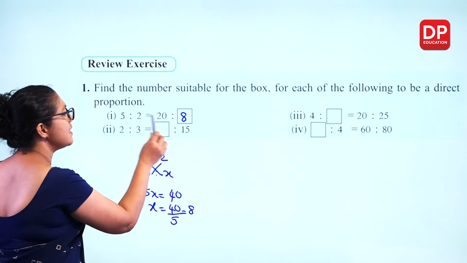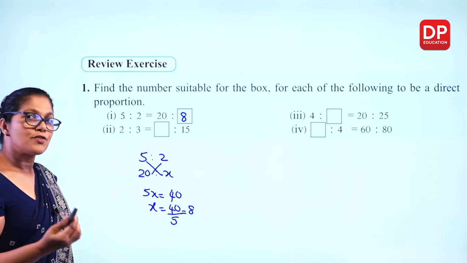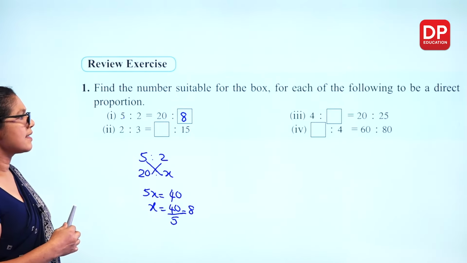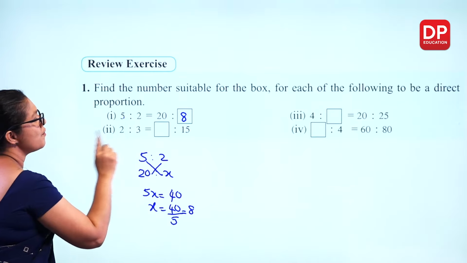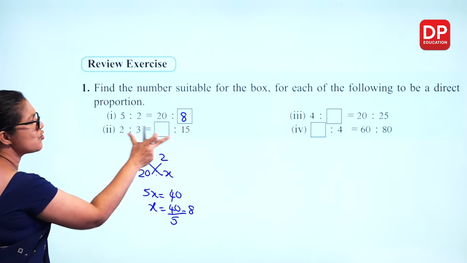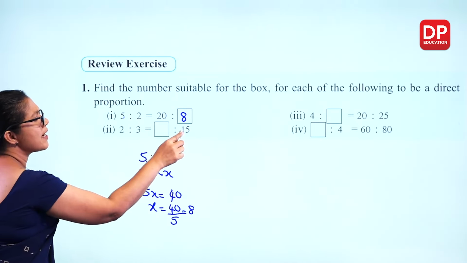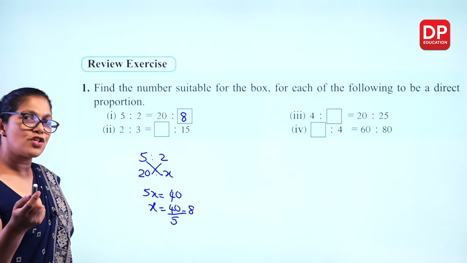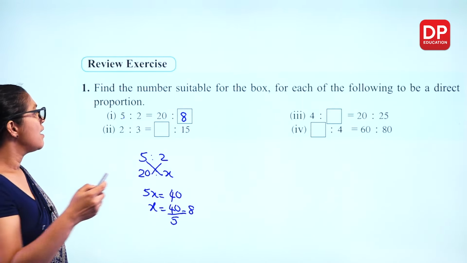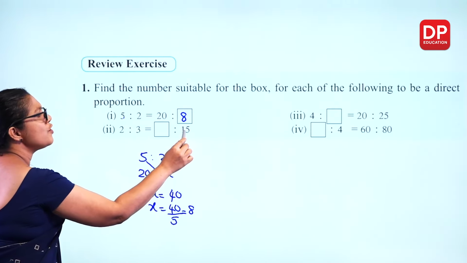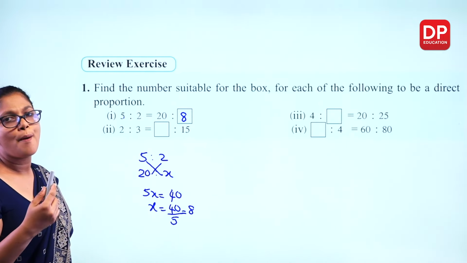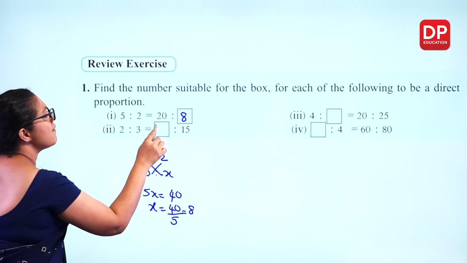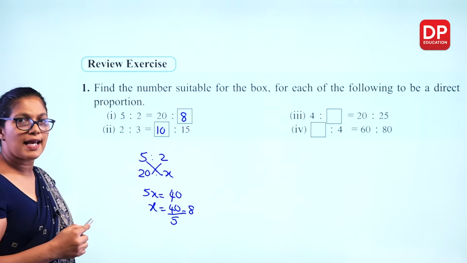If you can see the rate straight away, you can find out the answer. So we'll take the second one. 2 to unknown value, 3 to 15. Now these two are given. 3 becomes 15. What's the ratio? Multiplied by 5. 3 times 5, you get 15. So what you do, you multiply 2 by 5. 2 times 5, you get 10.